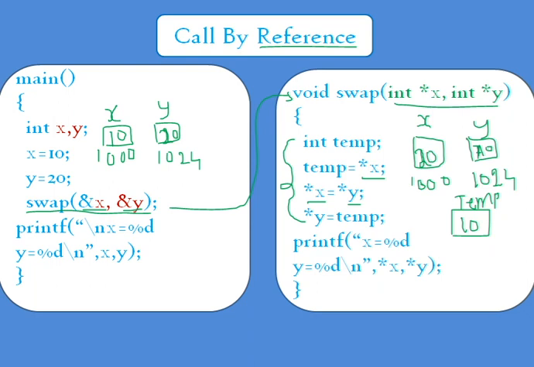method. That means whatever operations you are performing on those variables will reflect. That means whatever operations you are performing on the formal parameters will affect the actual parameters in case of call by reference. If you try to execute this program, here you printed the changed values, here also you print the changed values. So you will get the output as 20 10.